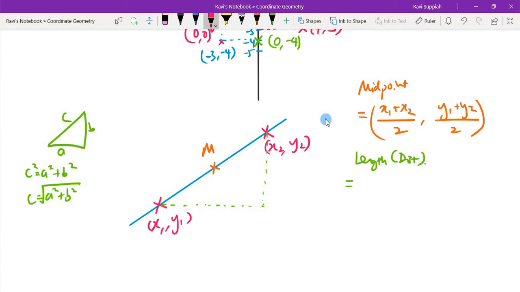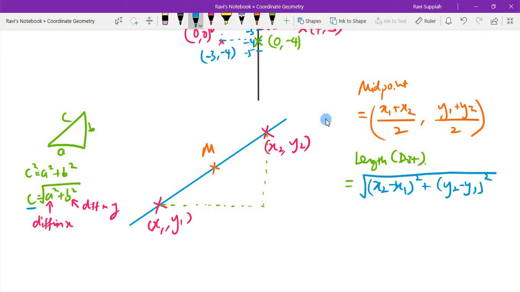If you relate this triangle to the triangle here, what is a? a is the difference in x, and b is the difference in y. If you apply that principle here, you can see that the length from here to here, which is c, is given as the square root of (x2 - x1) squared plus (y2 - y1) squared. So that is the length or distance formula.